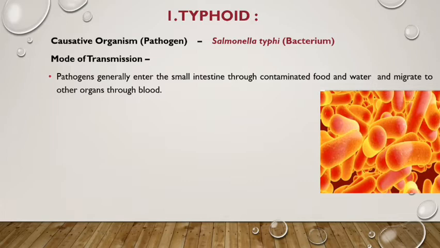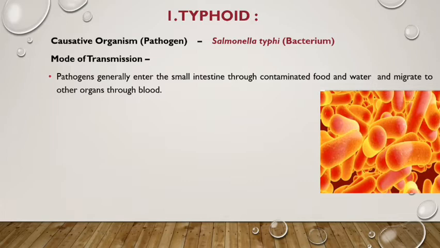If you are not taking care of food hygiene and water hygiene, then Salmonella typhi may be present in that food or water, and if you take that contaminated food and water, this pathogen may enter your body. And see, each and every pathogen has its target. For Salmonella typhi, the target is the small intestine. So the human small intestine is their target, so they will reach there and migrate to other organs through blood.